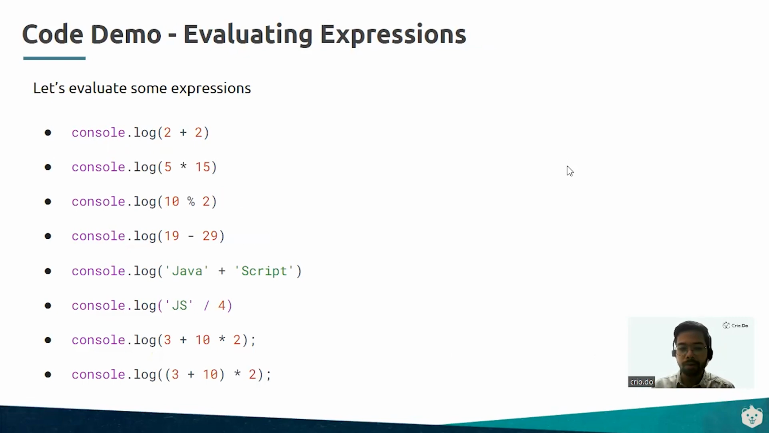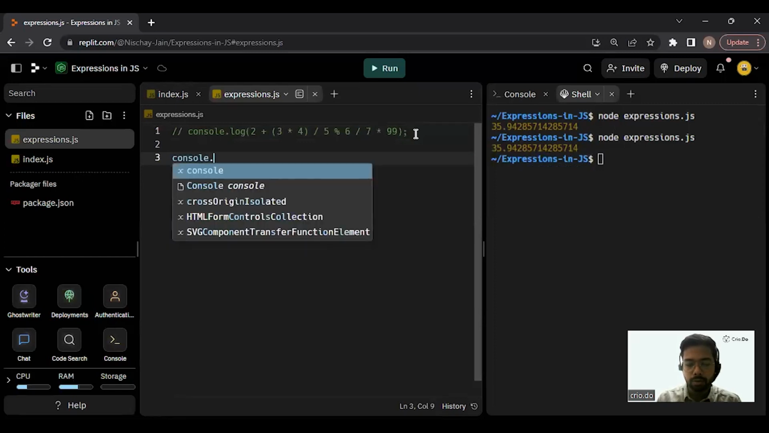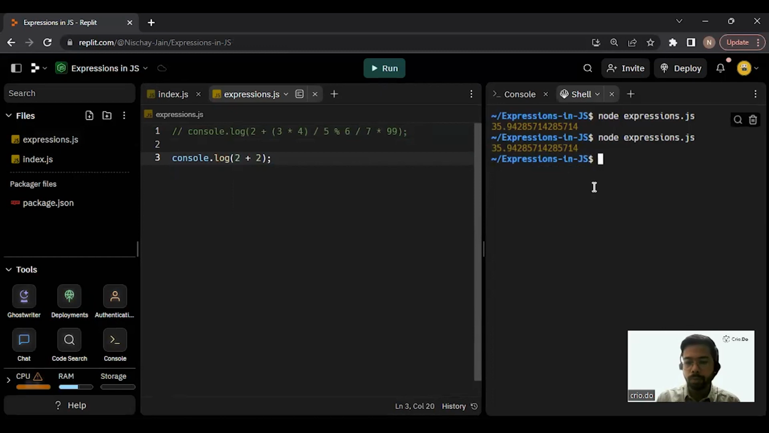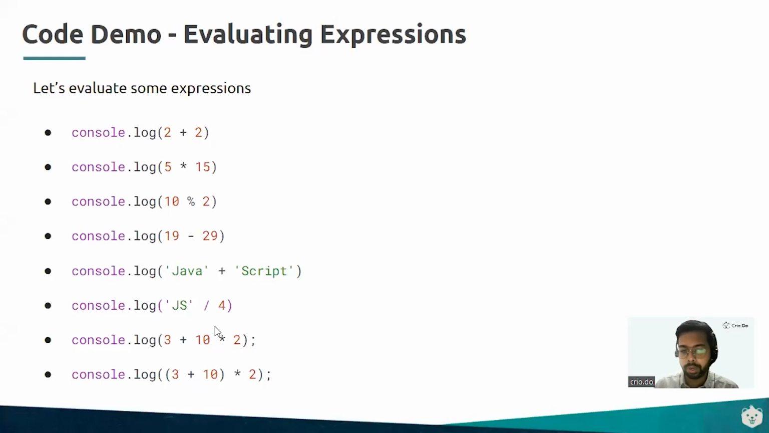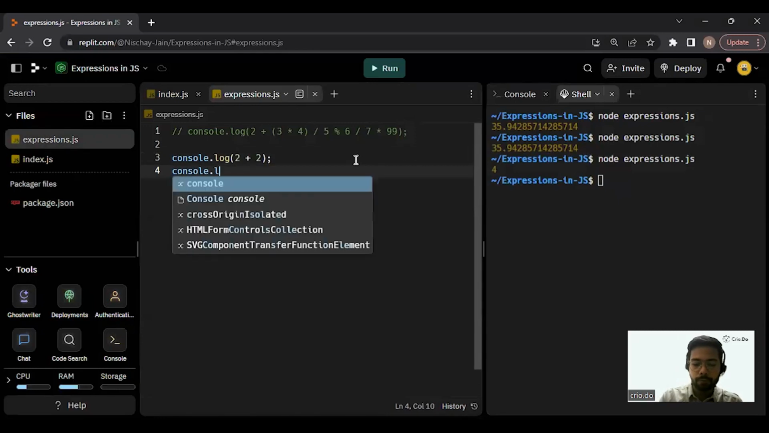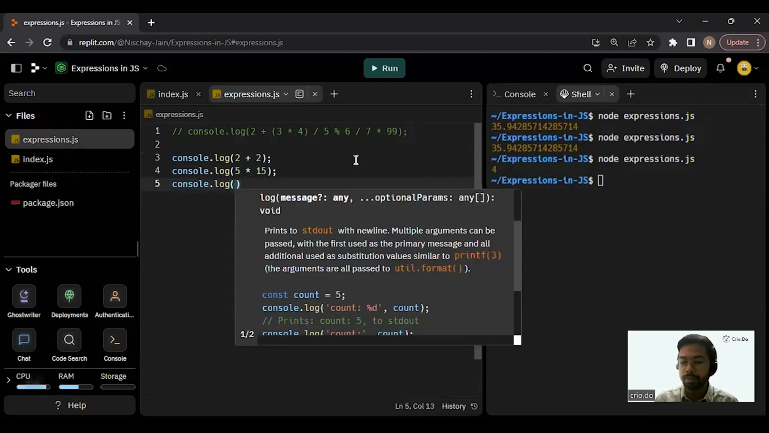Okay, so I'm going back to Replit and let's comment this one, and I can say console.log of 2 plus 2, and all of us already know this one. This comes out to be 4, right? So let's do this quick and let's try to do all of them one by one. So what is going to be a console.log of 5 into 15? Well, let's execute all of them one by one over here. 5 into 15, that is going to be 75. We are shortly going to check the answers as well.